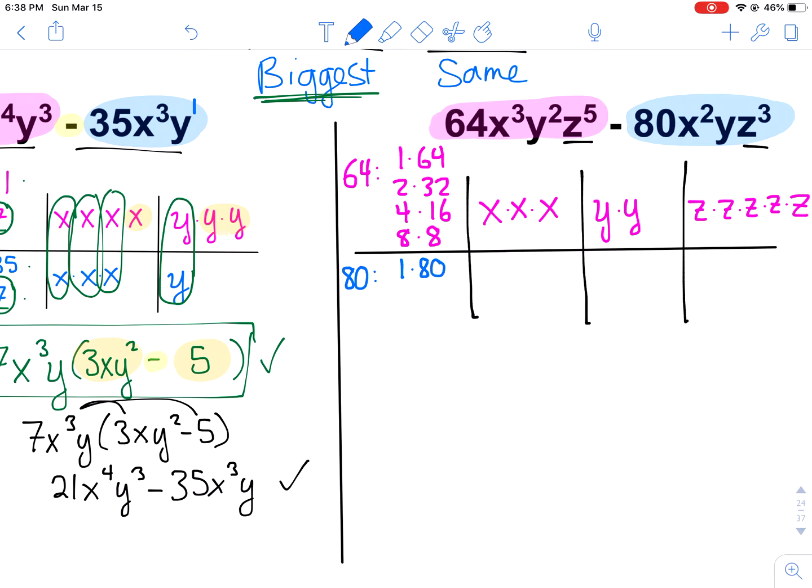1 times 80, 2 times 40, 4 times 20, 5 times 16. That's a hard one to remember. But remember, it ends in 0, so it has to be divisible by 5. And then 8 times 10. 2 x's, 1 y, 3 z's, 2, 3.